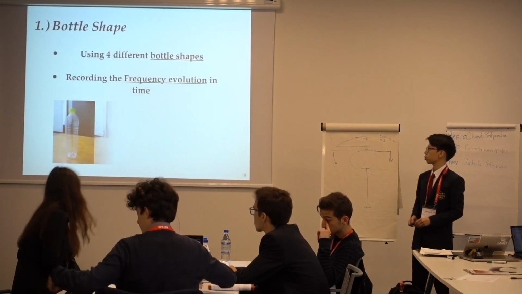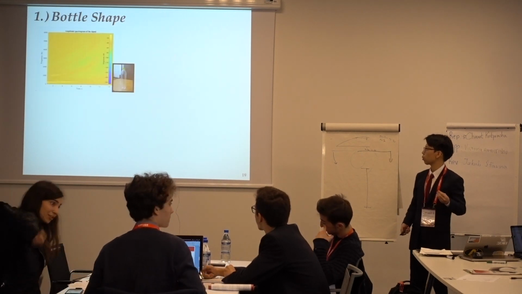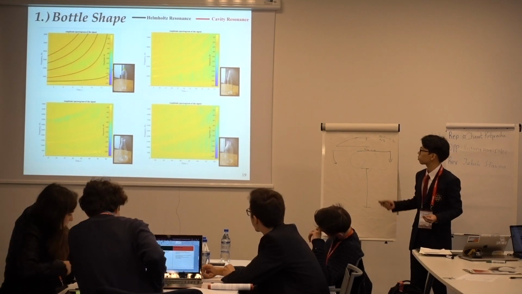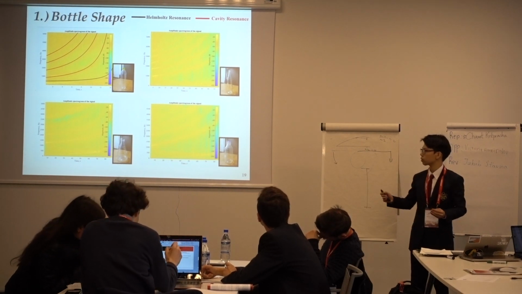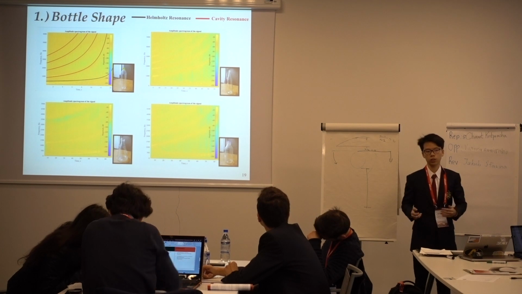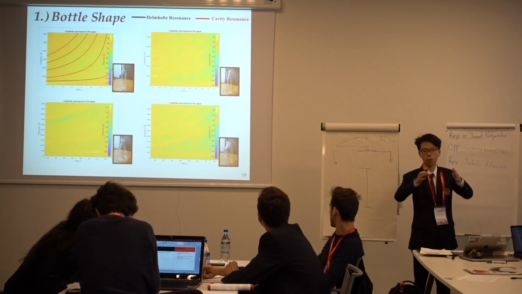So first of all, it's the bottle shape. Here we're going to be using four different bottle shapes, and these are the results that we get for the first, second, third, and fourth bottle. Here we fit the Helmholtz resonance and the cavity resonance. For the first one, we can see that the cavity resonance fits very well, verifying that it is a closed pipe. And the reason it doesn't need a correction is because the variance of the bottle area is not much.